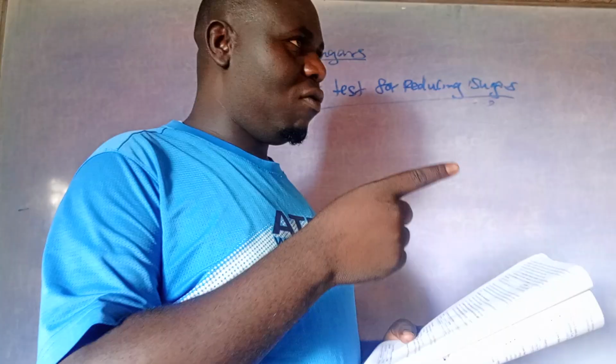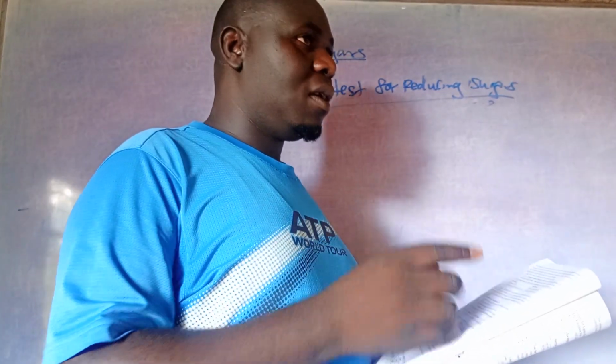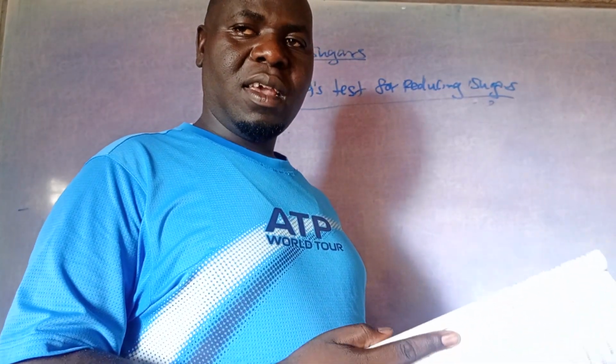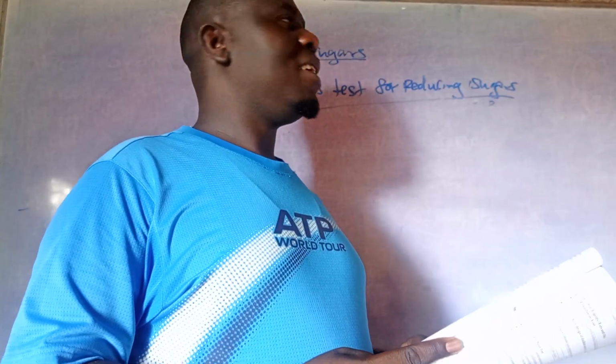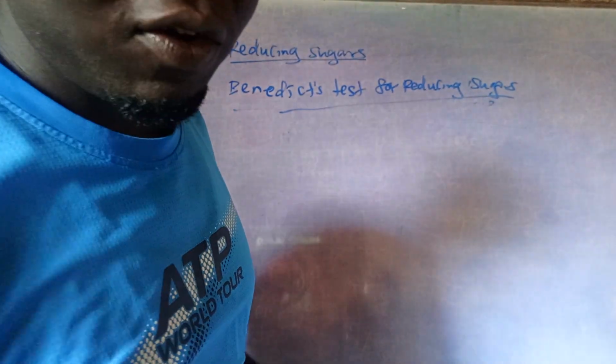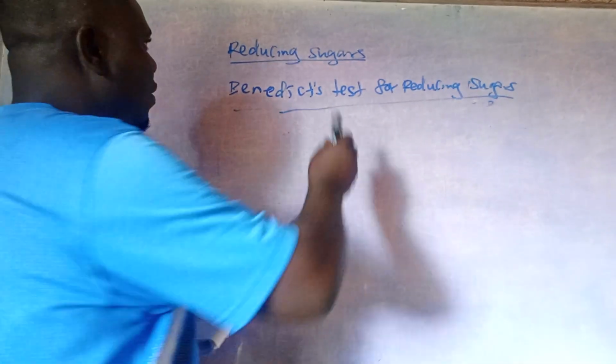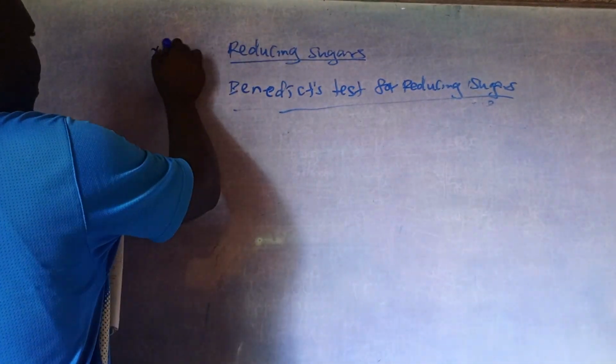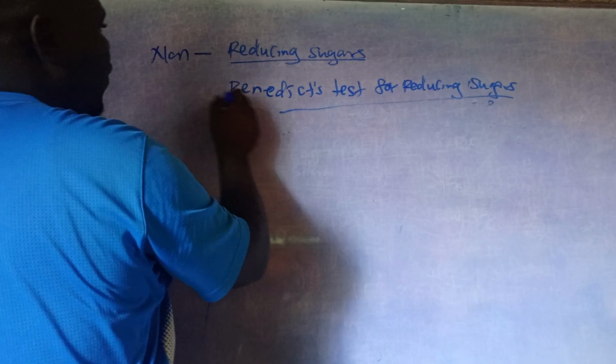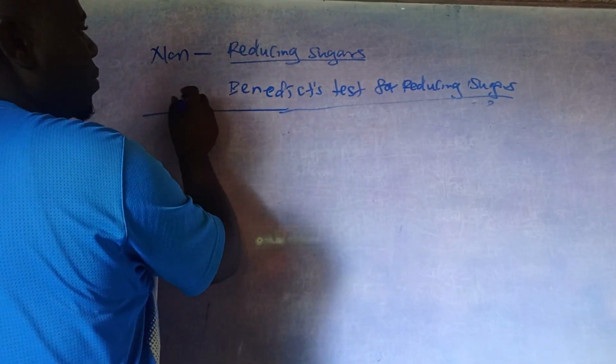So the first stage is to do a test for reducing sugar. I'm saying that if one tests for non-reducing sugar, first you need to test for reducing sugar.